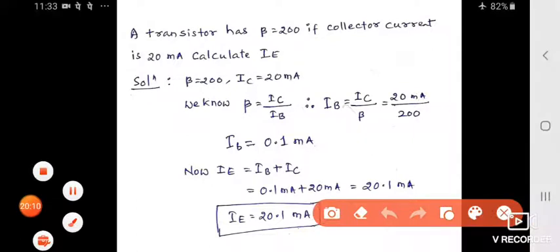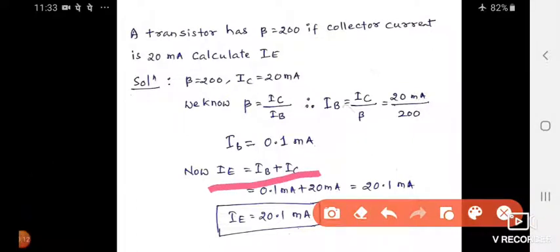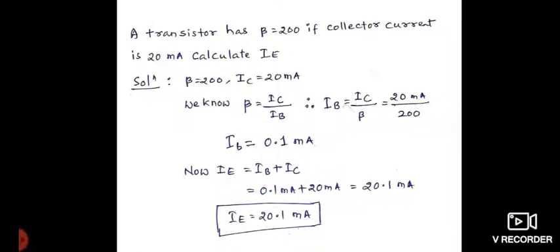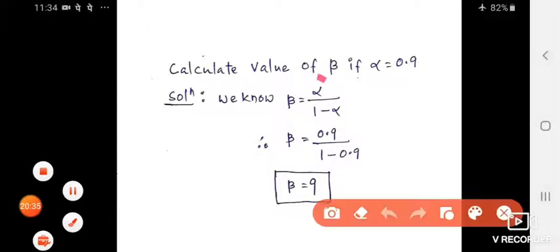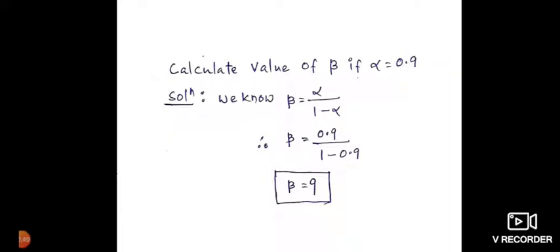Now, we know that IE is equal to IB plus IC. So, by putting the values of IB and IC, we will get IE is equal to 20.1 milliampere. So, this is how the problems must be solved. I have already solved many problems in the classroom, go through them. Calculate the value of beta if alpha is equal to 0.9. From the derivation we know that beta is equal to alpha divided by 1 minus alpha. So, by putting the value of alpha, we can easily calculate the value of beta.